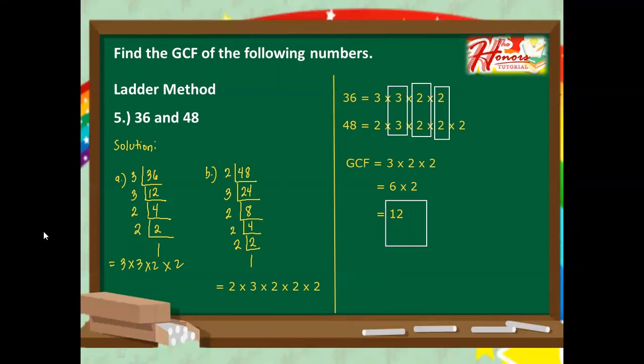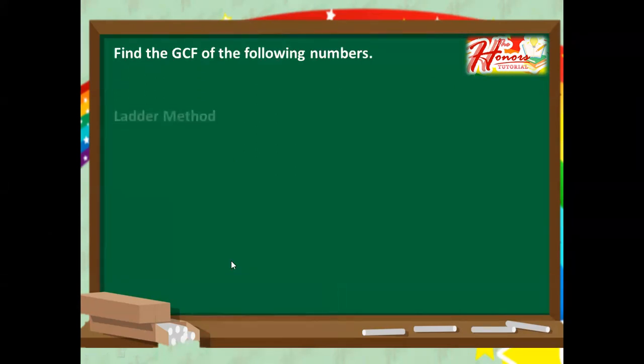Next, another. This is the last part. That's 21, 70, and 140. So we have to solve this separately. So let's write solution here. And then letter A, that's 21. Think of a prime number that can divide 21.